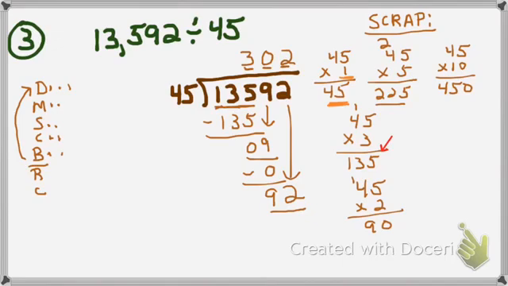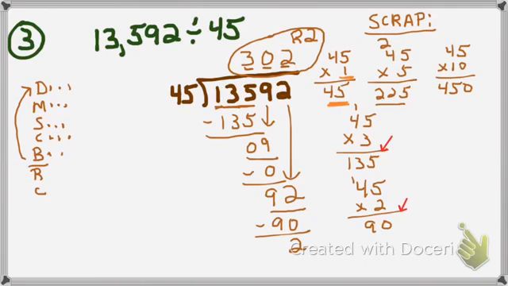M means multiply, and 45 times 2, my answer is right there, is 90. Check off multiply. S means subtract. 92 minus 90 equals 2. Check off subtract. C means compare. Is 2 less than 45? Yes, it is. Check off compare. B means bring down. Is there anything to bring down? Nope. Do I have a remainder? Yes, I do. My remainder is 2. And C means circle. Circle my final answer. So my answer is 302, remainder 2. Remember, sometimes it is necessary to put a digit of 0 on a chocolate bar.